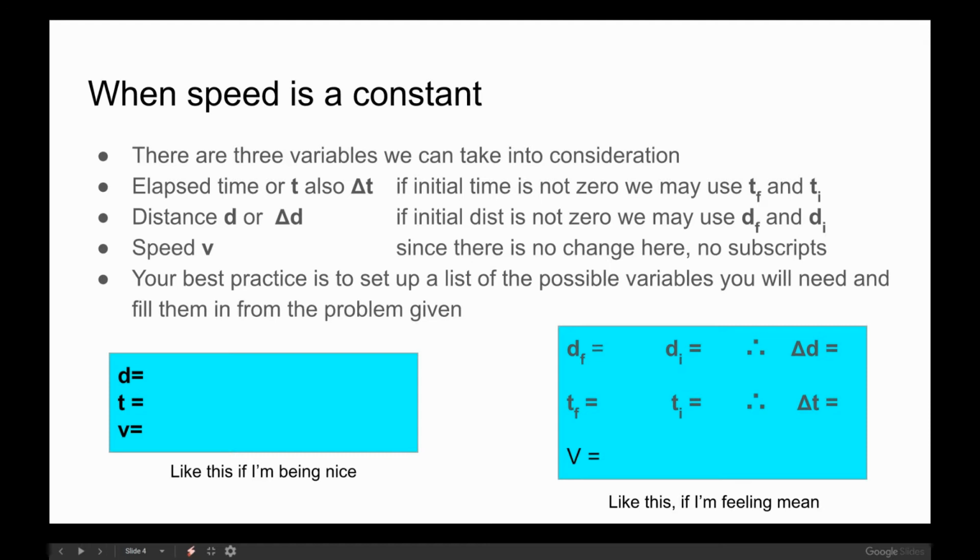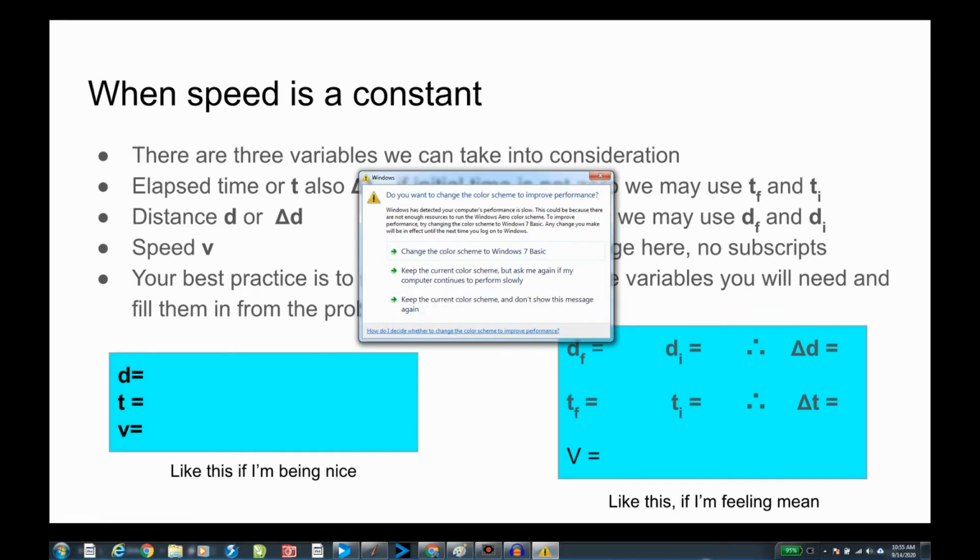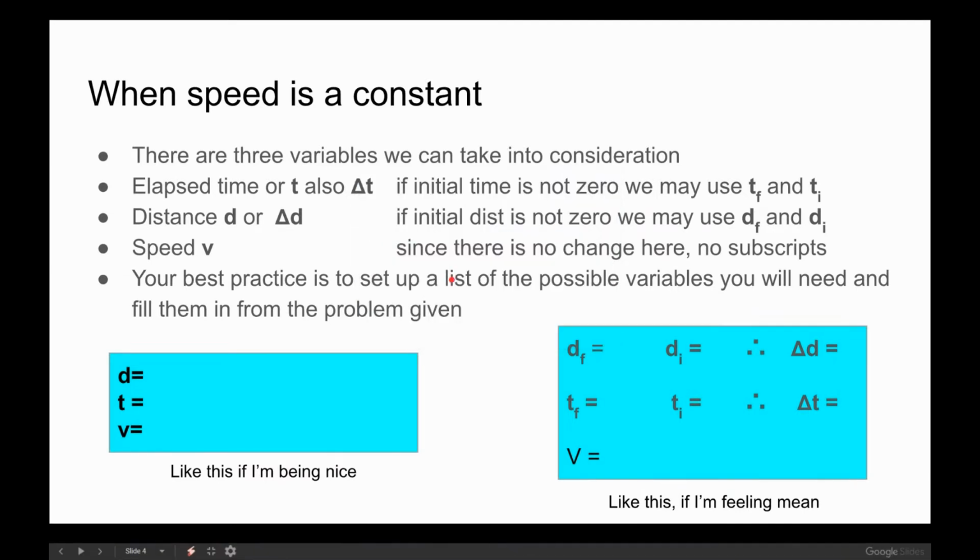And there are 3 variables we can take into consideration. Elapsed time, t or delta t. And if the initial time is not 0, we can use tf and ti for final and initial. In math class, you use y2, y1, x2, x1. I hate interruptions. Distance is d or delta d. And again, we'll have final distance and initial distance, but in many cases, initial distance and time will be 0. And since speed is a constant, we don't write delta v.